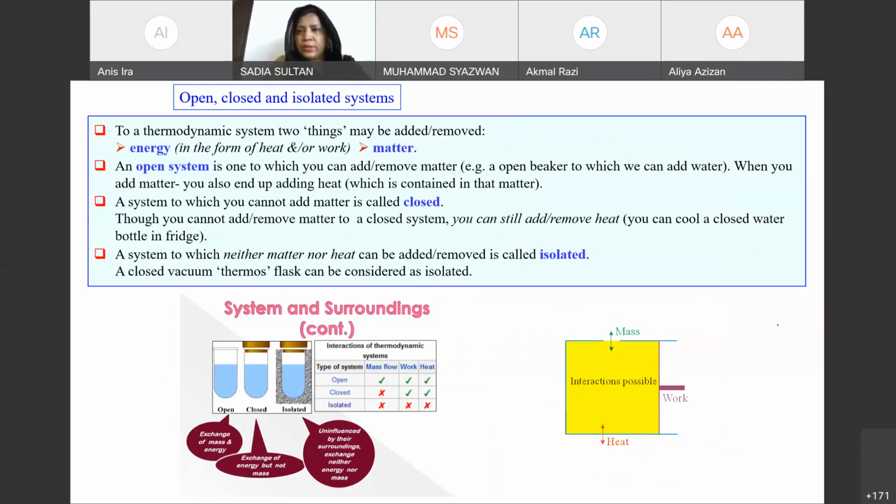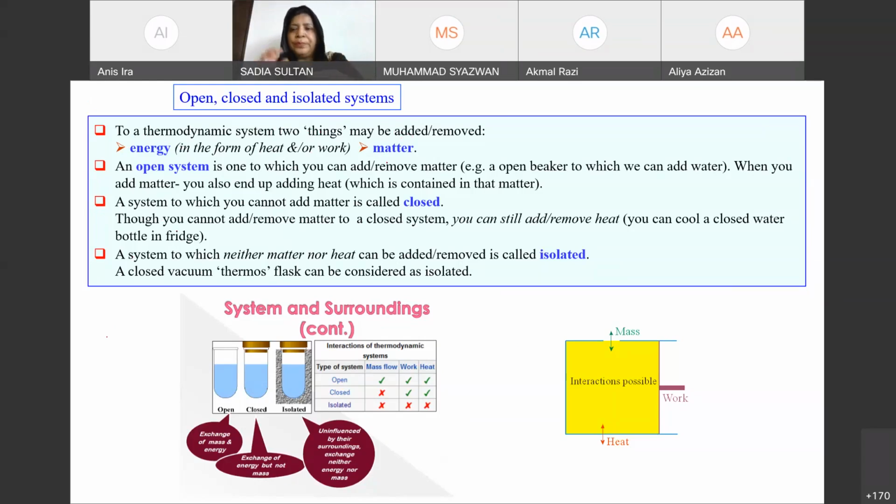Now, we have different types of systems: open, closed, and isolated. This is also important. To a thermodynamic system, two things may be added or removed. So you already know what system, surrounding, and universe are. For example, you can consider this test tube, or your cup of tea, or a glass of water. To a thermodynamic system, two things may be added or removed: energy in the form of heat or work, or matter.